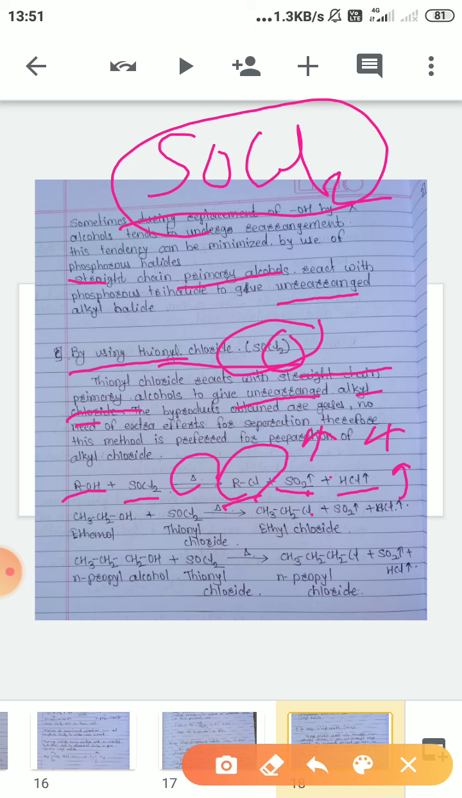If we take a simple example, ethanol CH3CH2OH with thionyl chloride SOCl2 gives ethyl chloride CH3CH2Cl with elimination of sulfur dioxide and hydrochloric acid. Similarly, you can write the reaction for n-propyl alcohol with thionyl chloride. You will get n-propyl chloride with elimination of sulfur dioxide and HCl gas.